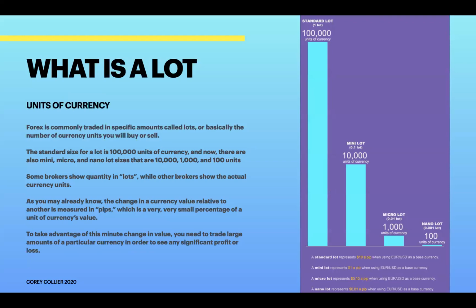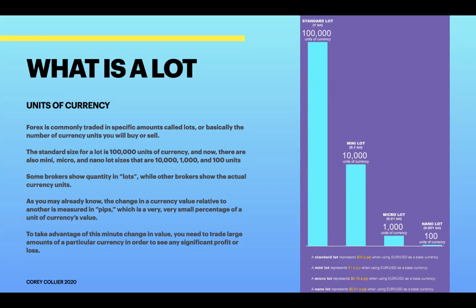A lot is, again, guys, your units of currency. Forex is commonly traded in specific amounts called lots, or basically the number of currency units you will buy or sell. The standard size for a lot is 100,000 units. That's the 1.00. And now there are also a mini, micro, and nano.